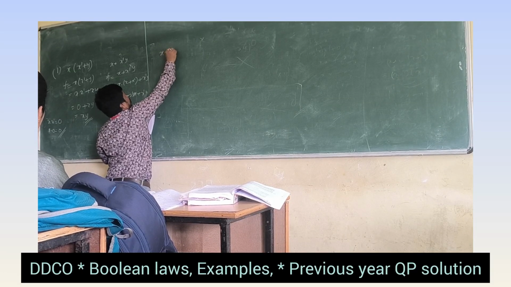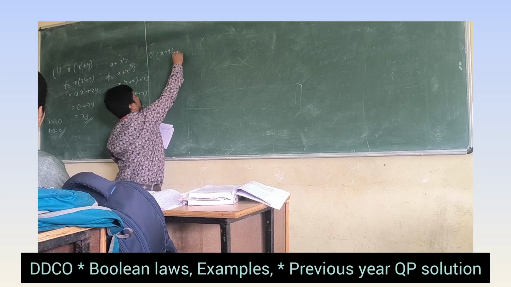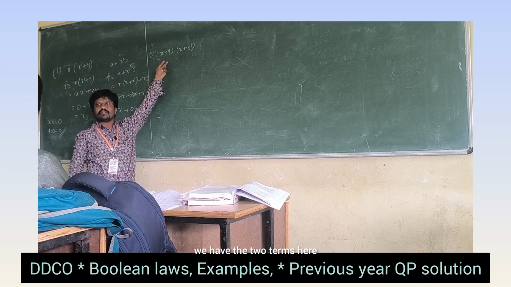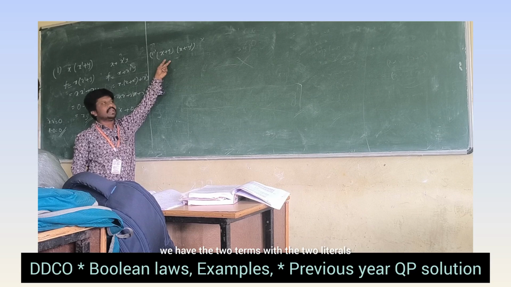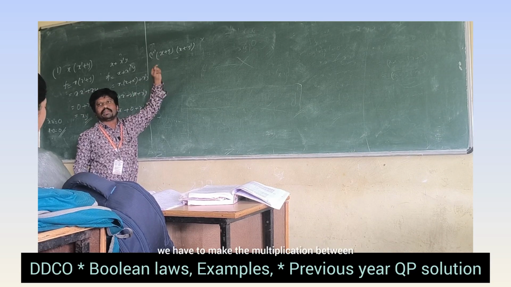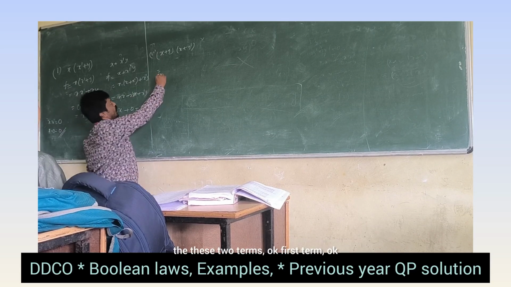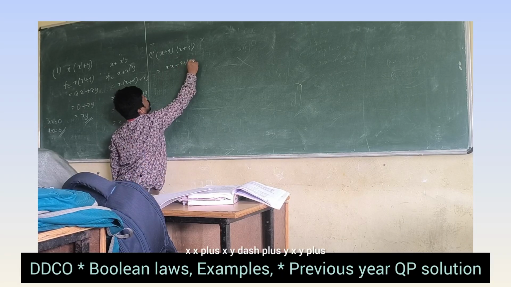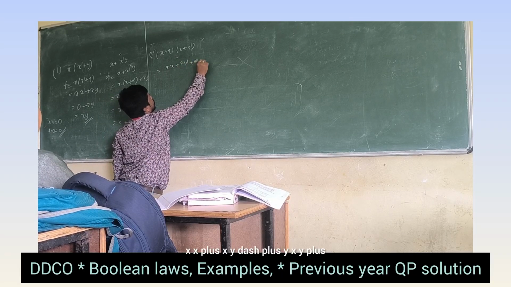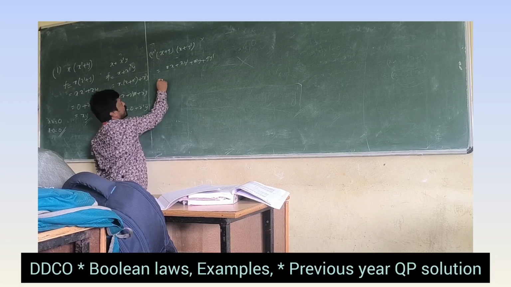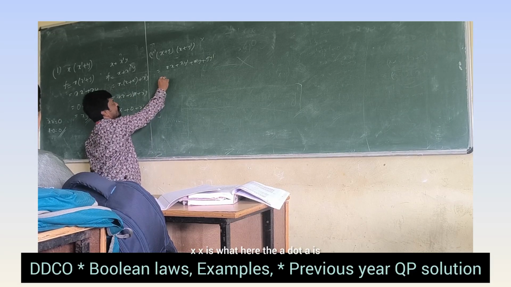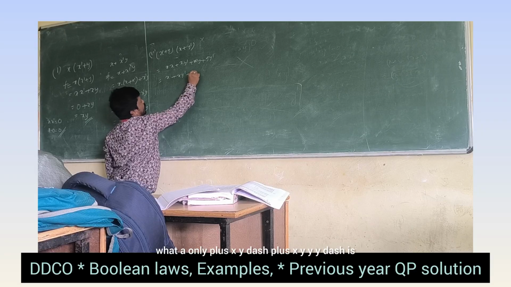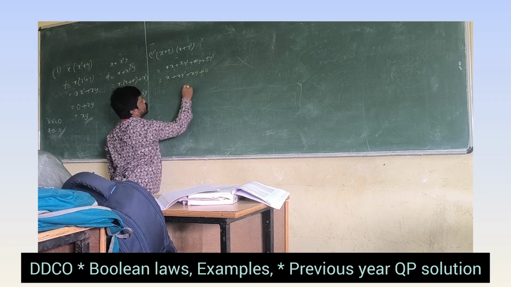x plus y. The third one is (x plus y)(x plus y dash). This is to be solved here. We have two terms, each with two literals, so we make the multiplication between these two terms: xx plus xy dash plus yx plus yy dash. xx is x only, and y dot y dash is 0.